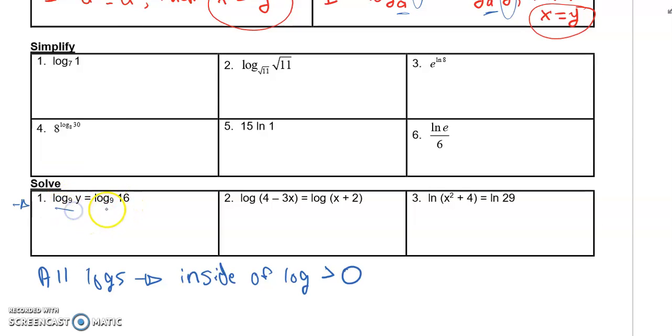Okay, so log base 9 of y equals log base 9 of 16. I have one log base 9, another log base 9. I know that y and 16 have to be equal to each other. So I set those equal, I solve. Well, that one's already done, right? y equals 16.